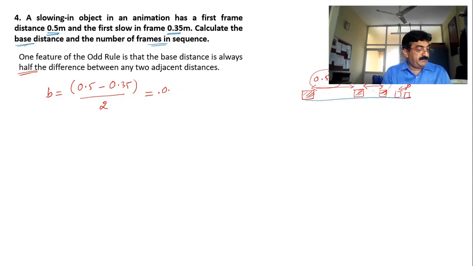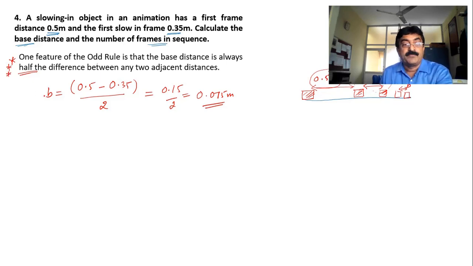What is this? Let me do it. 0.5 minus 0.35 is 0.15. That divided by 2 is 0.075. 0.075 meter. This is the base distance. Okay. So please remember this statement. This statement I should have mentioned in the regular video itself.